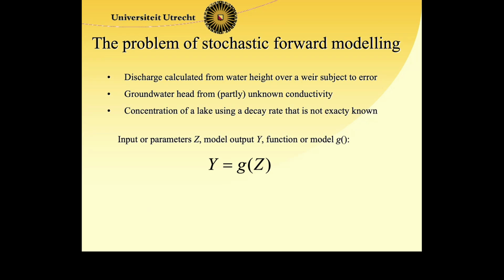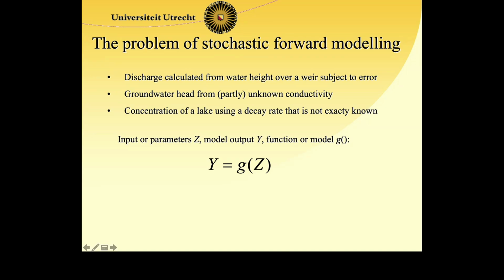Another example that we will see today in this lecture is the concentration of a lake that is subject to some input from, say, some nutrients from the agricultural grounds around it, but also these nutrients decay in the water. And if this decay rate is random, what then is the concentration? What's the expected concentration, and what's the uncertainty about that concentration as a function of time? All of these are stochastic forward modeling exercises.